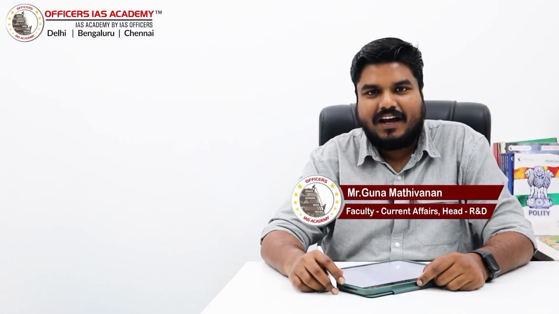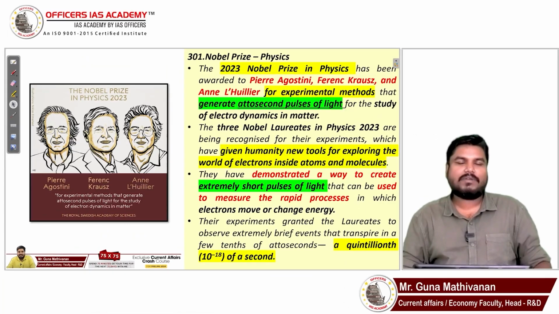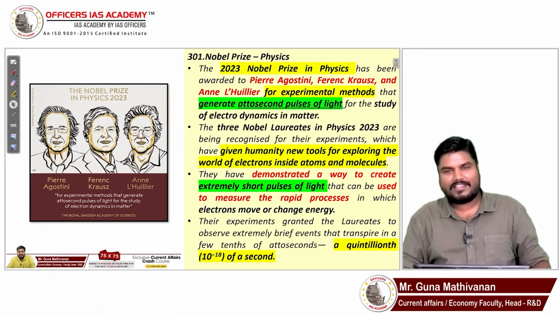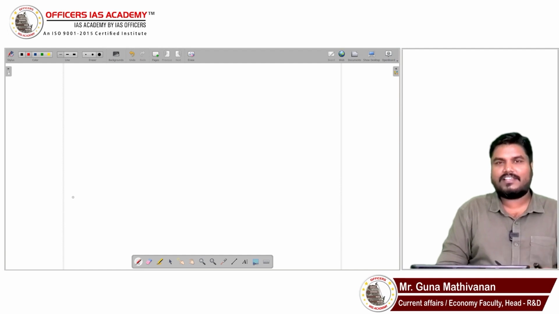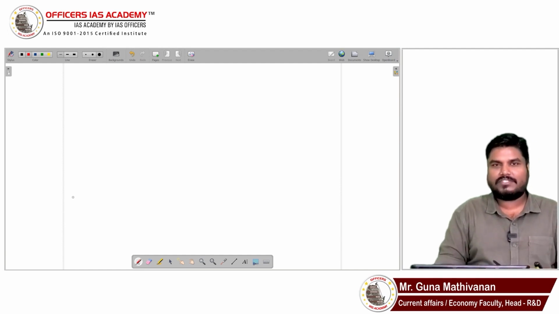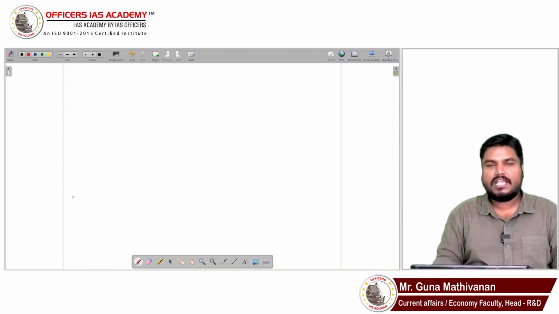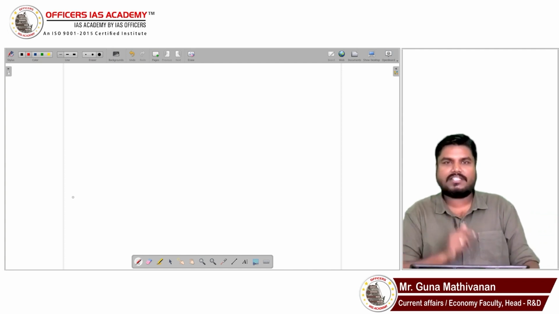In today's video, we are going to discuss about Nobel Prize for Physics. To understand why Nobel Prize was given for physics this time, we will take an example so that you will have complete clarity. Now imagine you have a camera.